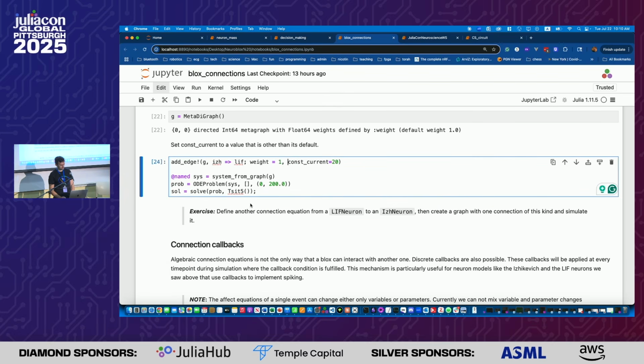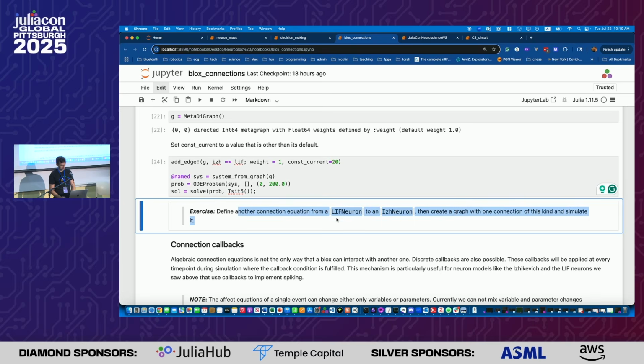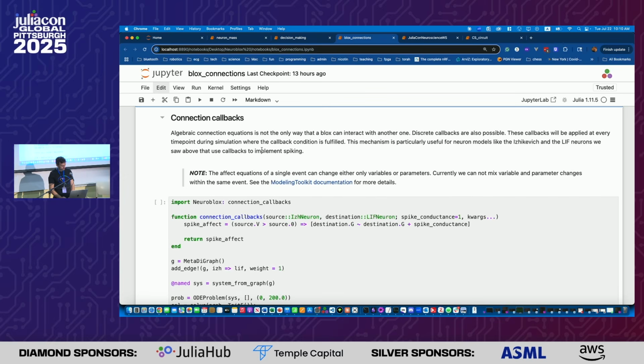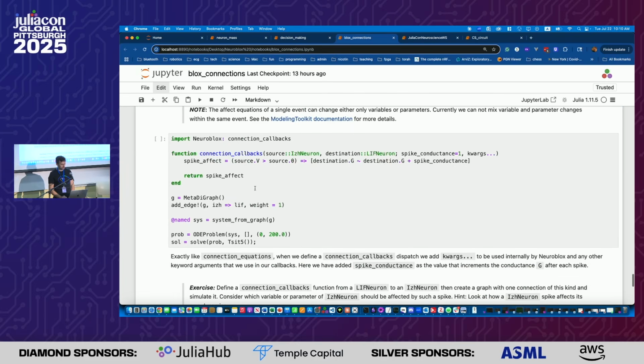So maybe as a little exercise, try to find a connection equation from an LIF neuron to an IZH neuron. See if you can find equations that do something interesting, I guess. You can also define connection callbacks. So these are callbacks that will do something when some specific condition is met in the simulation.